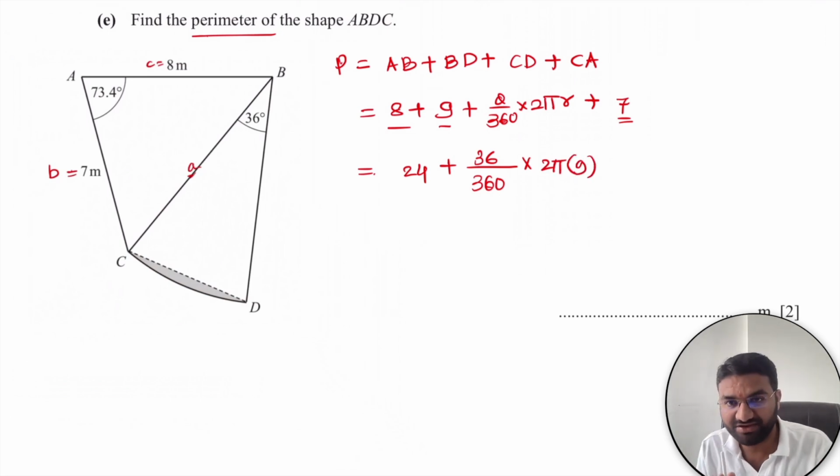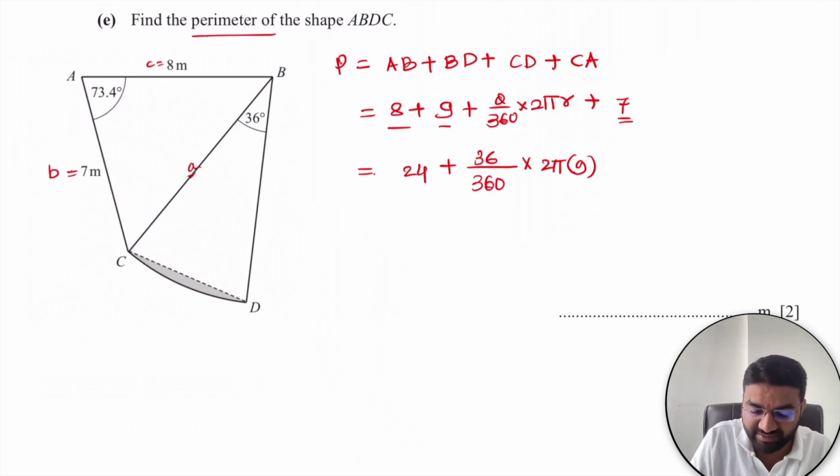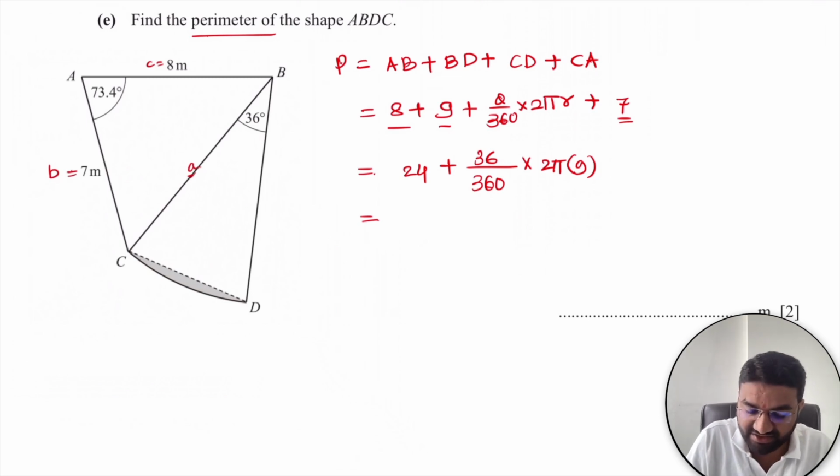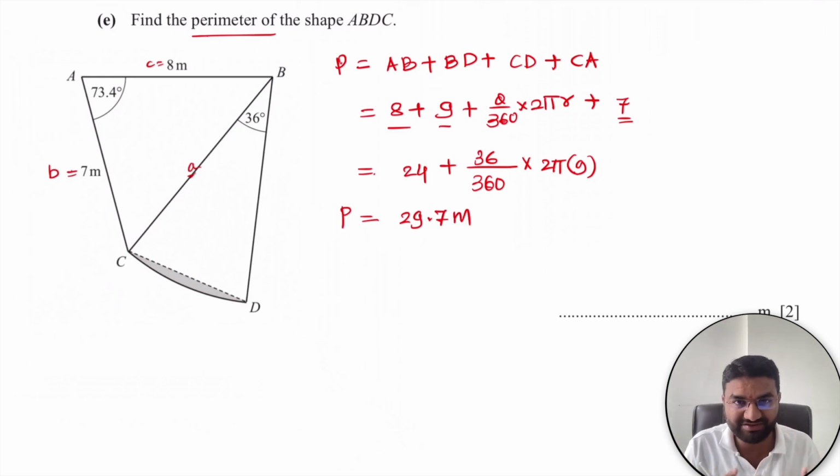Again, stop your video and just calculate the answer for the perimeter and put it in the comment box. Let's see whether you are getting the correct answer or not. Fine. So it's 29.7 meter. Okay, I hope you understood this part, how we can solve it step by step.